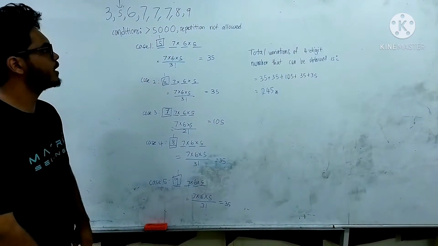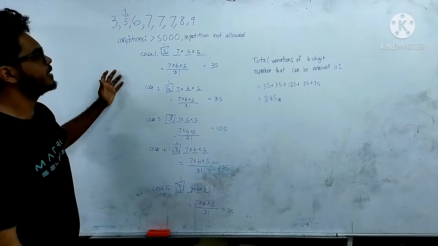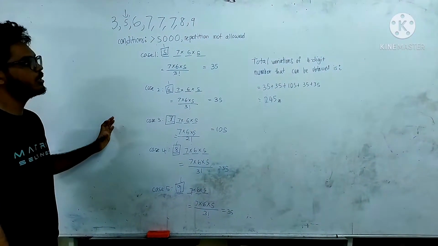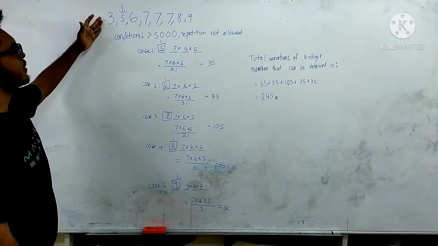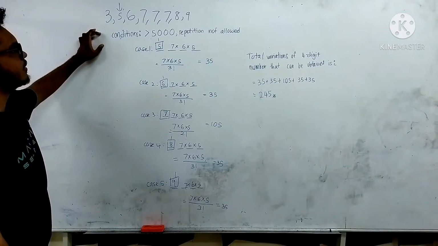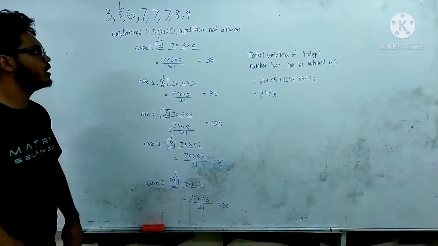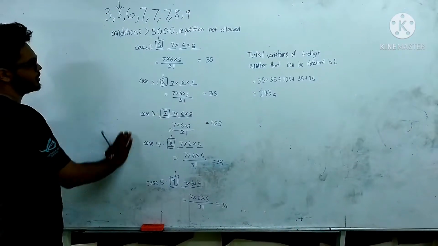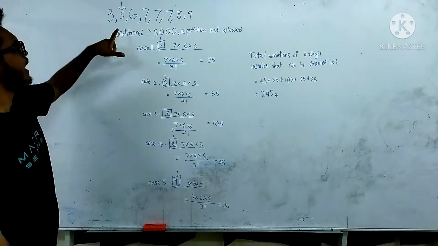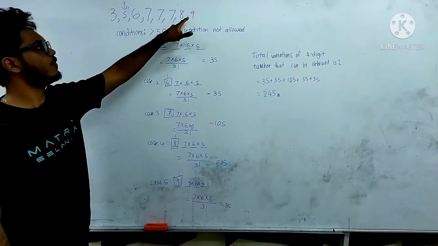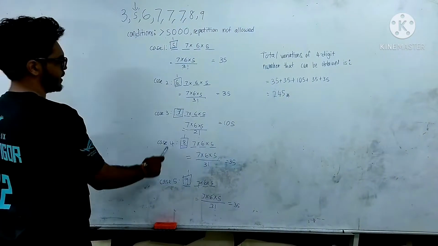Now, we're going to figure out the number of variations of 4-digit numbers that can be obtained by using permutation. This is the number of cards that Arif received. The conditions are that it must be bigger than 5,000 and repetitions are not allowed. First of all, we have to figure out how many cases there are. Since the condition is that it must be bigger than 5,000 and there are 1, 2, 3, 4, 5 numbers that are bigger than 5,000, there must be 5 cases.